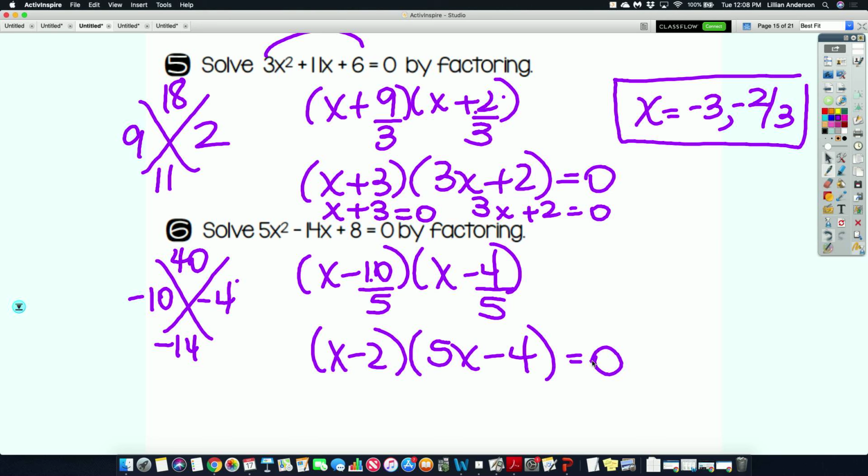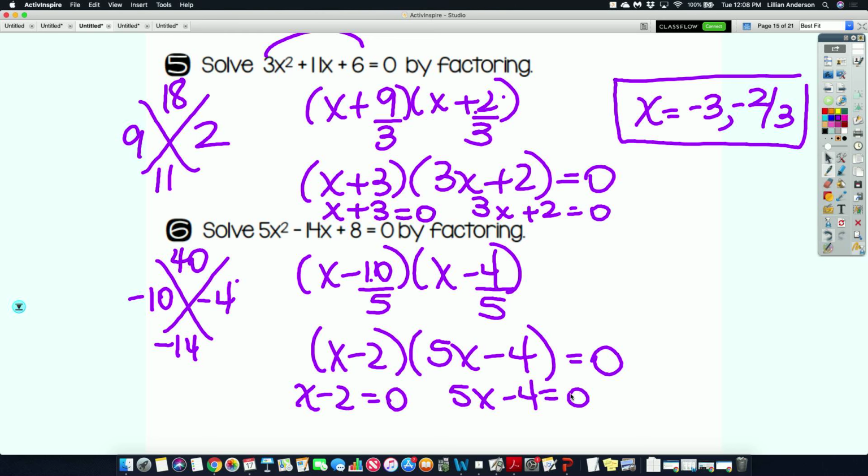Okay? Now, I'm going over the factoring part because, hey, you need to know how to factor. SAT, ACT, PERT, all those. That's one of the major things, factoring, okay? But we're solving here. So you've got to make sure that you go that additional step and actually set both of these equal to 0 and solve.